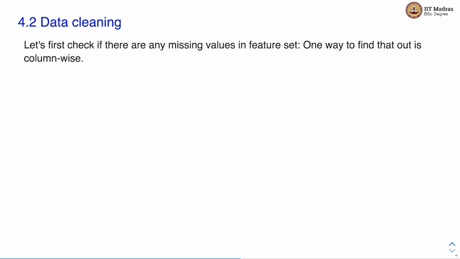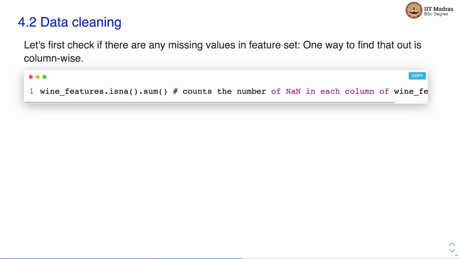Before applying data cleaning, we first check if there are any missing values in the feature set. One way of finding it out is as follows. So we do column-wise operation. We apply isna function on each column and then sum it up. This counts the number of NaNs in each column, or number of missing values in each column.